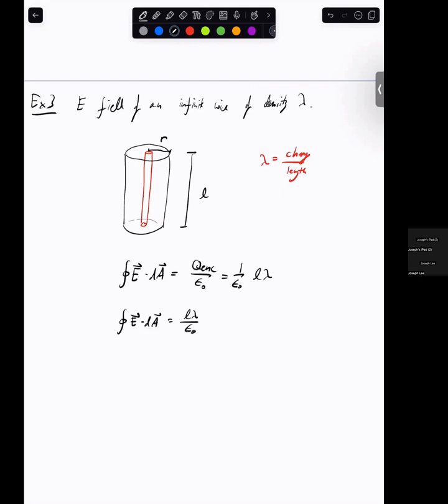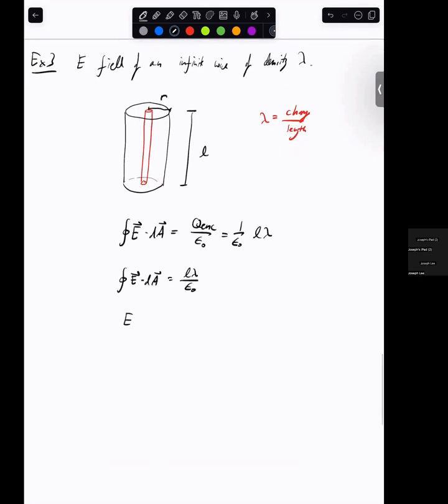And now we can perform the integral on the left-hand side. So as I mentioned before, it's going to be E times the surface area that it goes through, which is 2 pi R L. We have a few cancellations, just of the L. So we get that E is equal to lambda over 2 pi epsilon naught r. And if you remember that this should be the radial direction outward, the vector answer would go as so.